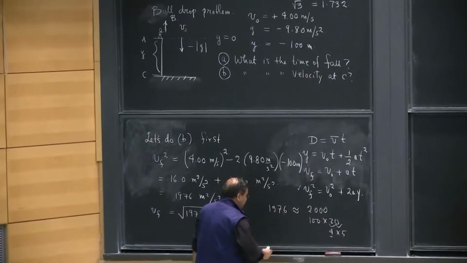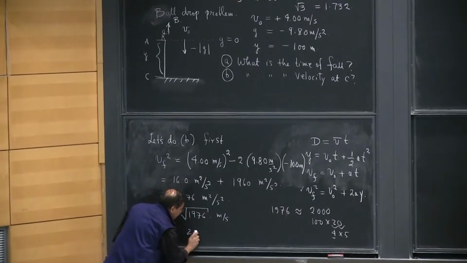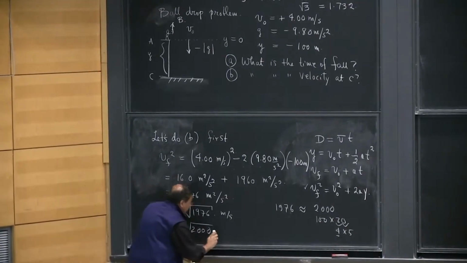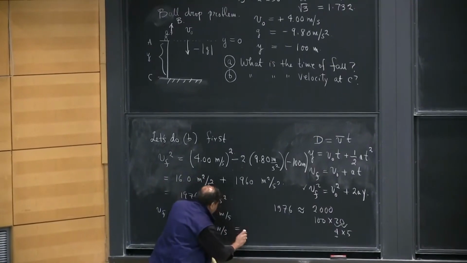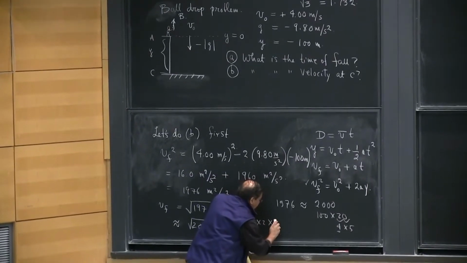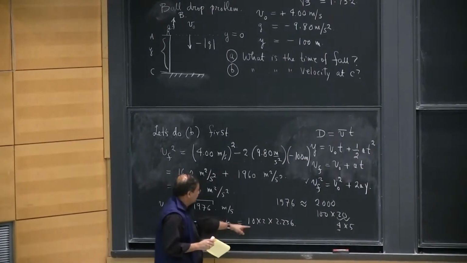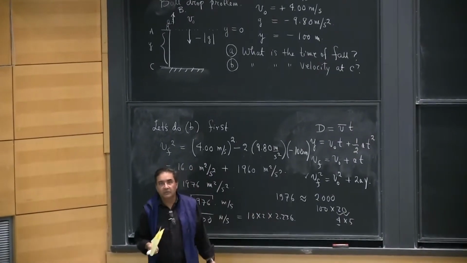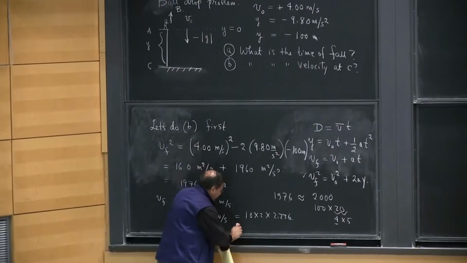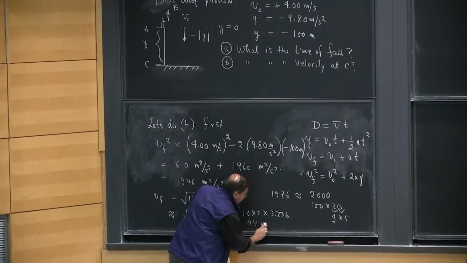So in this case, if I root this, the root of 2000, I'll put an approximate sign here, meters per second. So this is going to be 10 times 2 times 2.236. So as you can see, 10 times 2 is 20. 20 times 2 is 40. 20 times 2.2 is 44. So in other words, what this rough approximation is telling us is that the velocity of this ball by the time it reaches the ground is approximately 44 meters per second.